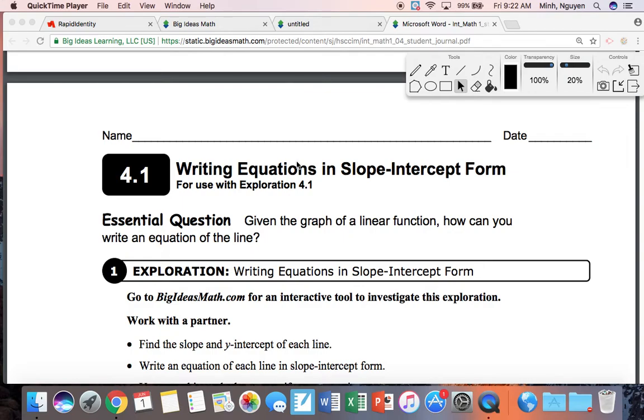Welcome to Chapter 4. This is Section 4.1, page 91 of your student journal. Writing equations in slope-intercept form.